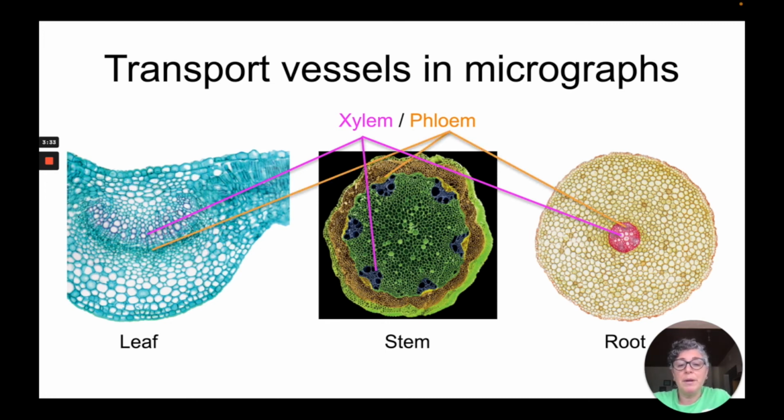The phloem is going to be facing the lower epidermis of the leaf, facing the epidermal layer of the stem, and will also be on the outside of the T shape in the root. So you just need to know the placement of each of these structures in each of the organs.